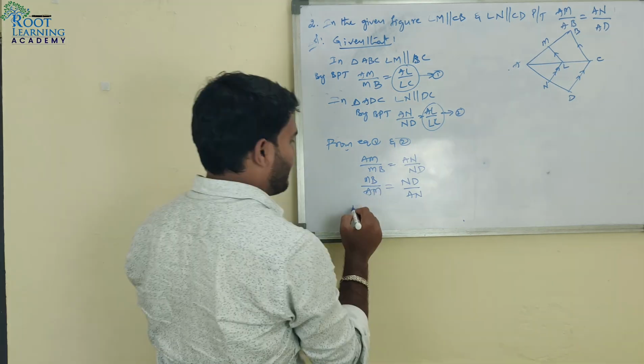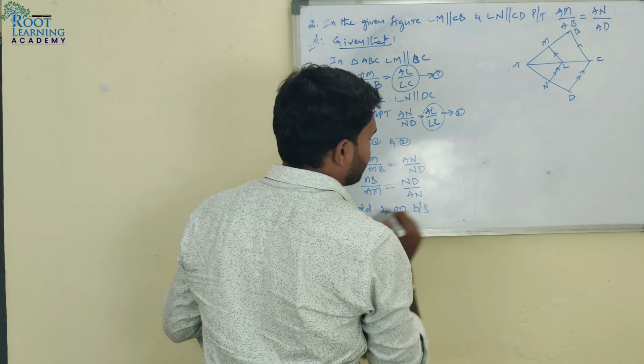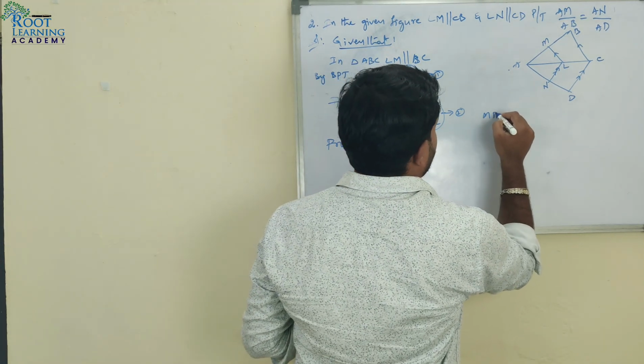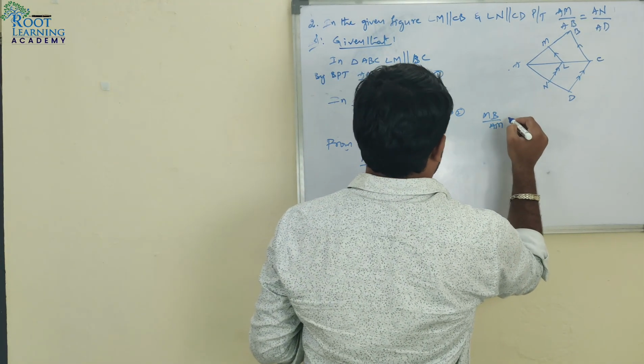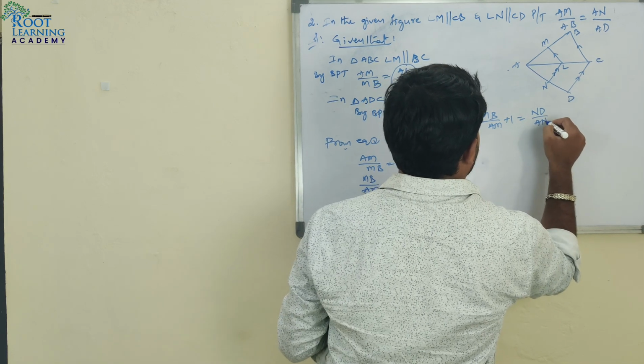So what I'm doing here is adding 1 on both sides. So MB by AM plus 1 is equal to ND by AN plus 1.